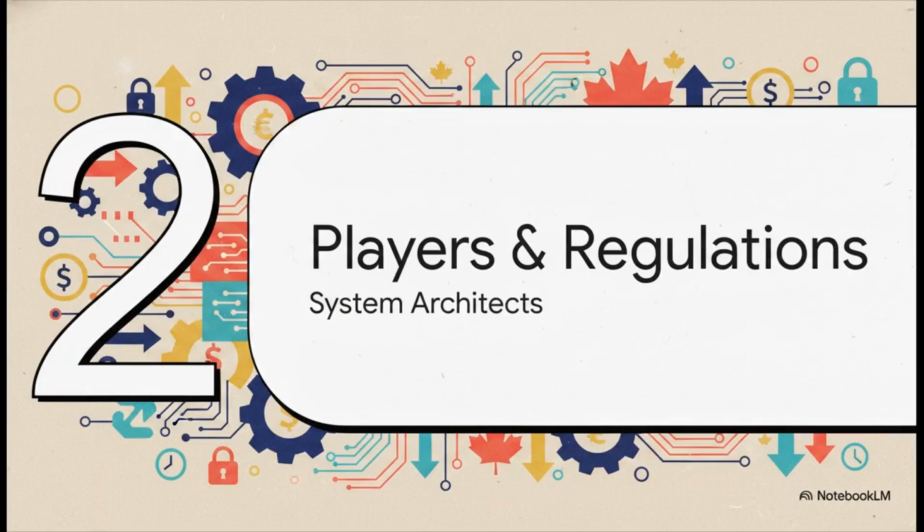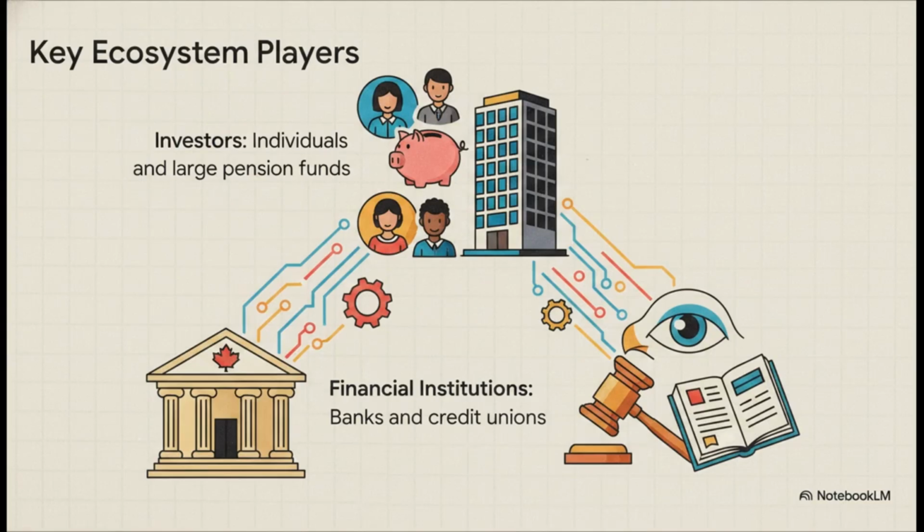Moving on to Chapter 2, Players and Regulatory Framework, the Architects of the System. So who's actually operating and keeping an eye on this massive flow of funds we just talked about? Our marketplace relies on a triad of key players. First, we have investors, and that means everyday individuals like you and me, all the way up to massive institutional entities like pension funds, all looking to grow their wealth.